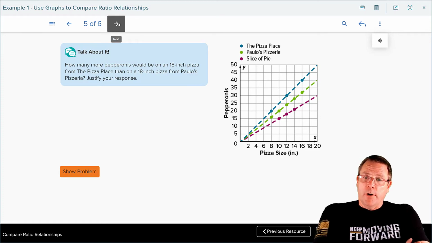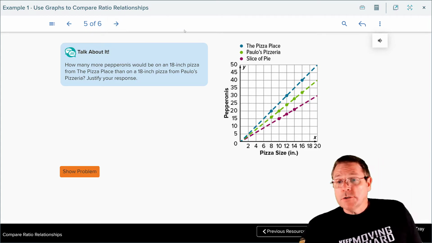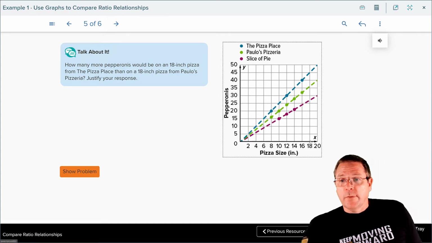All right, hopefully you paused it. To do that, I'm going to just use my graph. I'm going to start with the 18 inches right here. Pizza Palace is going to be my blue line, and there are 45 pepperonis you can see up here on the 18-inch pizza from Pizza Palace. Meanwhile, Paolo's Pizza is going to be the green line, and that looks like about 36.